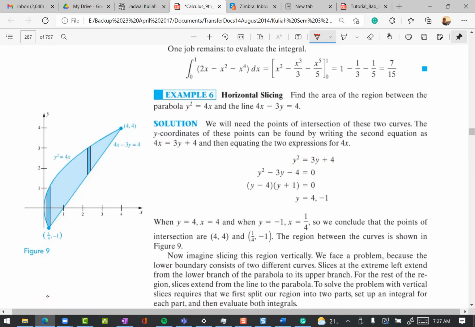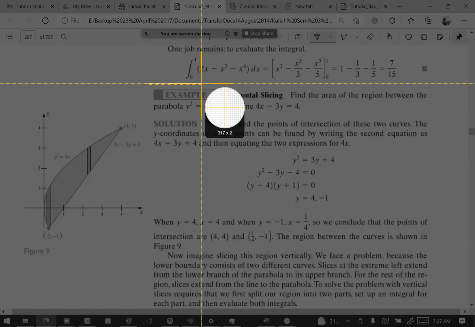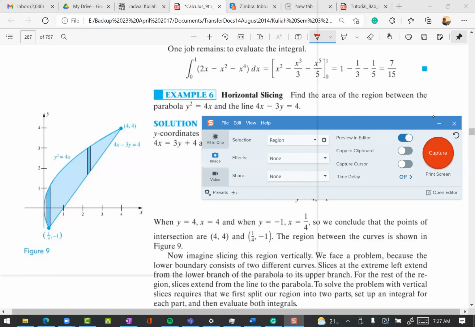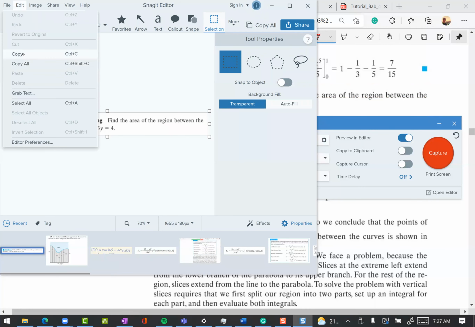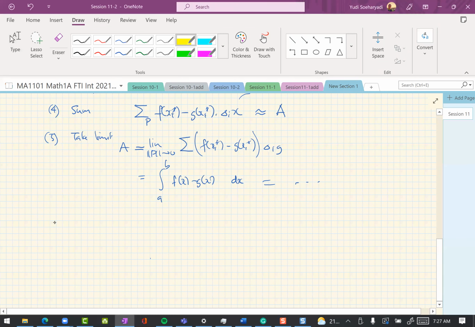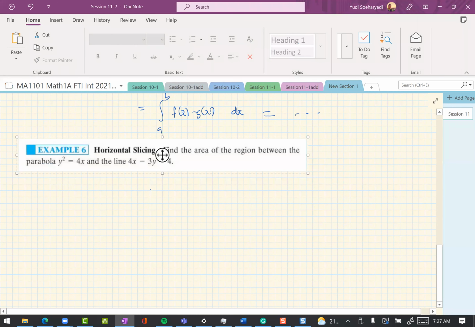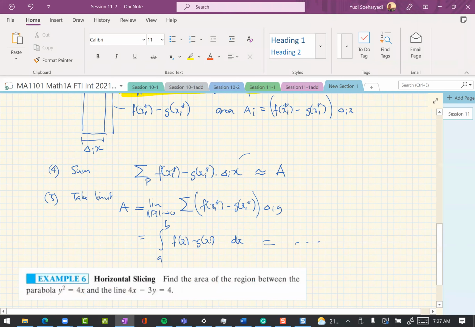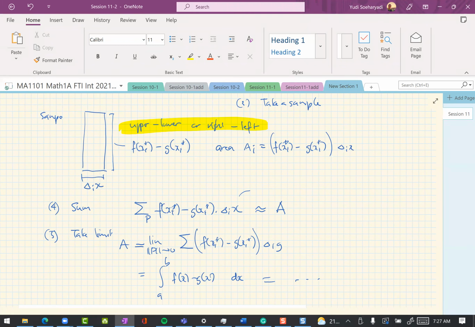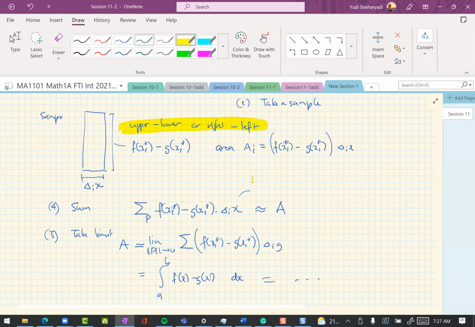Okay, let's do this one here, but in a slightly different way. Oh, I forgot to mention that sometimes we write this down as delta A. So from this one, A basically is the sum.